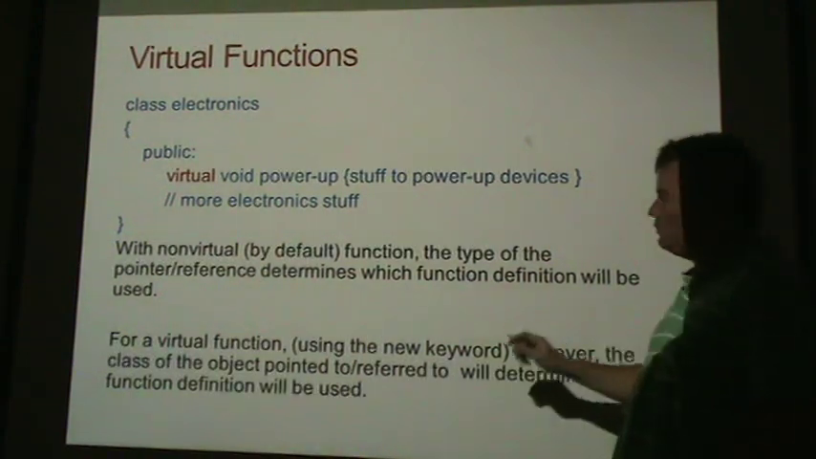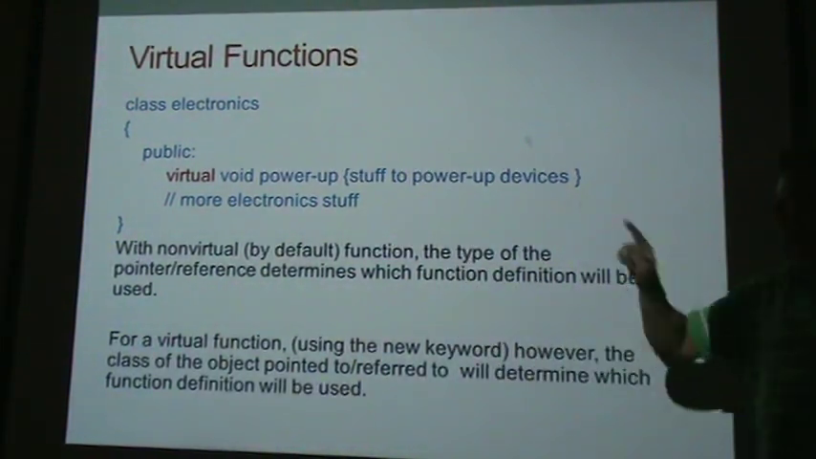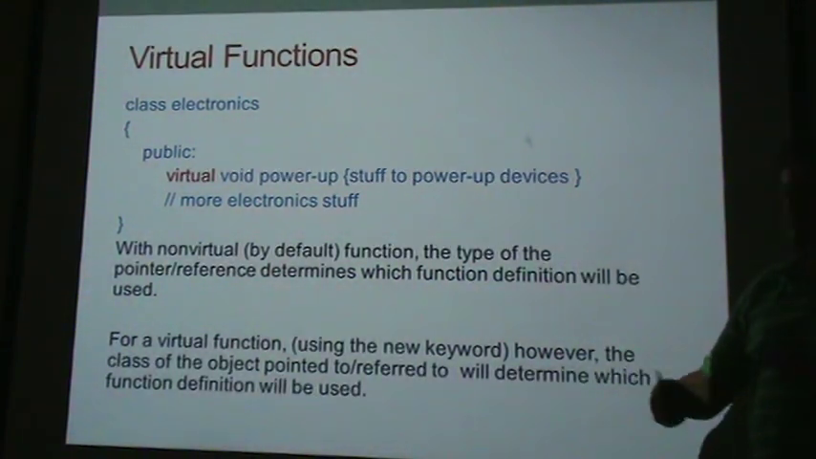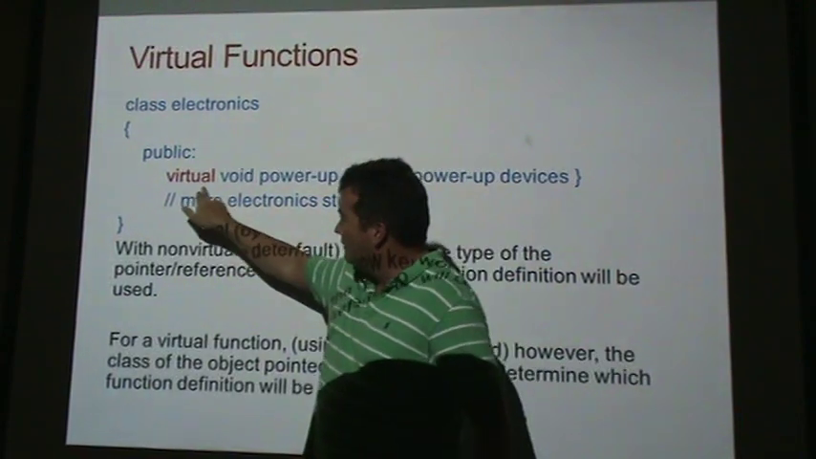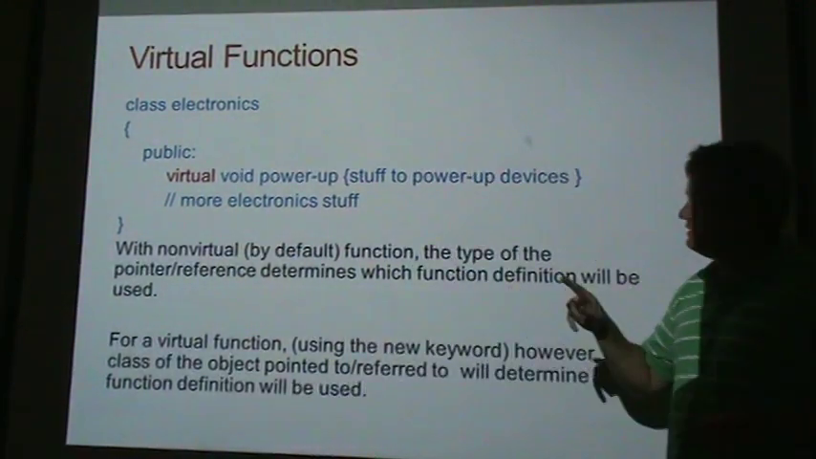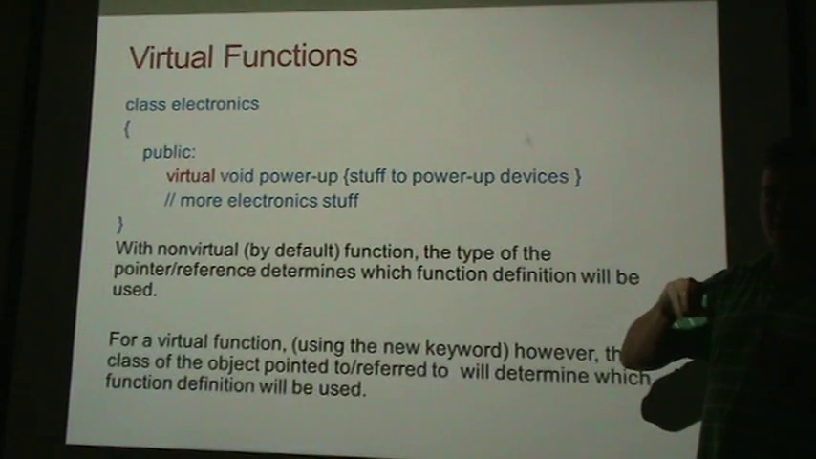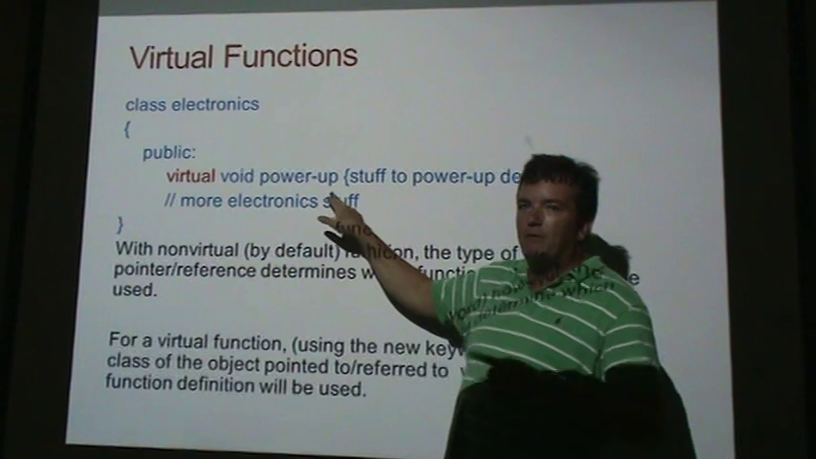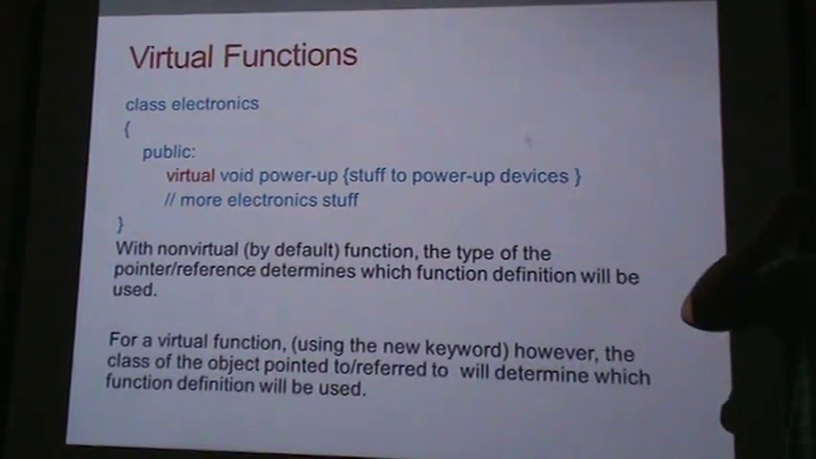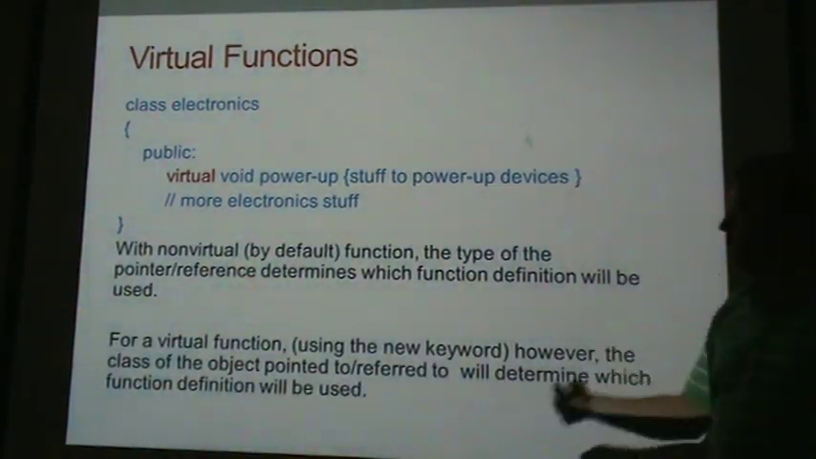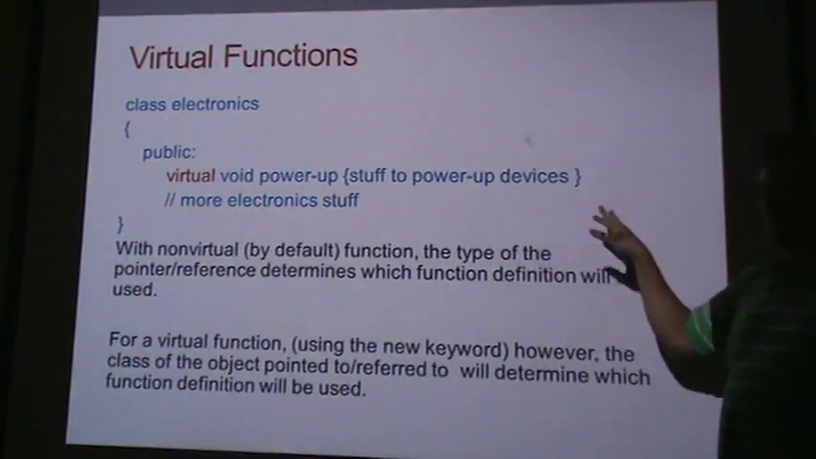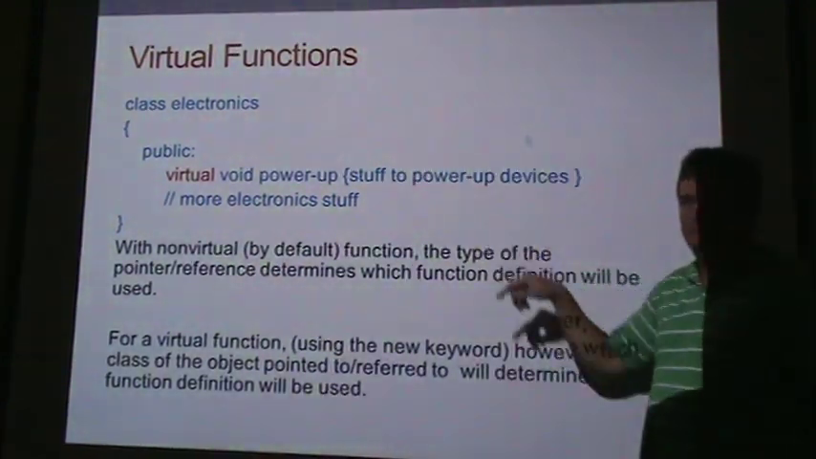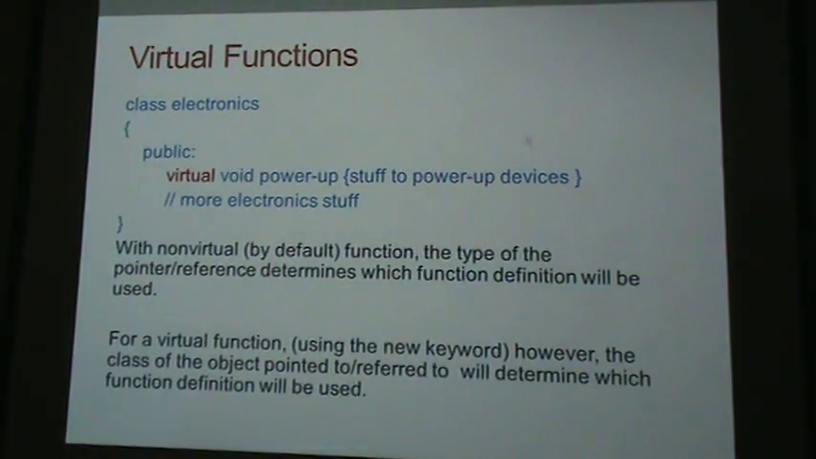Okay, so in a situation where you're using a pointer or a reference of electronics type to refer to something that was derived from electronics, if the word virtual is here, that means at runtime, if this pointer is pointing to a clock radio, a check will be done. Does clock radio have a power-up function? If yes, use that one. If no, then come back to this one and run that. And if the word virtual is not there, then you're going to run this one, and the other one will be skipped.